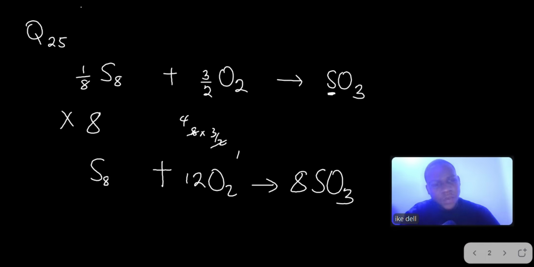Now, if you look at this, you realize that your sulfur is 8 on both sides, and your oxygen is 24 on both sides. You see that? So this is a very interesting way to balance your chemical equation.